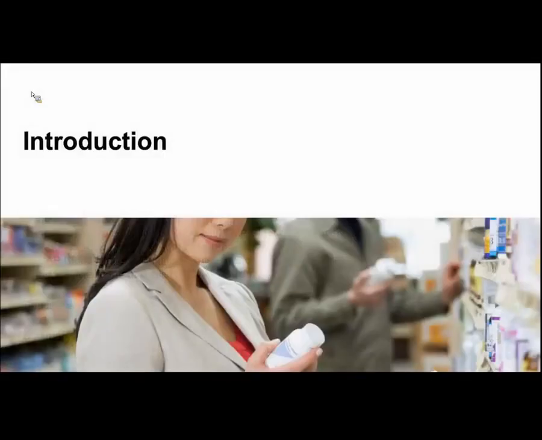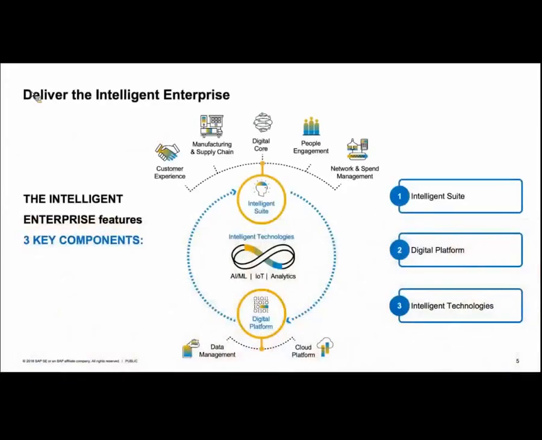So let us now start with a brief introduction about the portfolio and how we align on Intelligent Enterprise Suite. So in 2018, SAP is bringing a framework for the Intelligent Enterprise. This framework basically showcases the complete portfolio, which includes an intelligent suite of applications, a digital platform in form of SAP Cloud Platform, and an SAP Data Management Suite, and finally the intelligent technologies with SAP Leonardo. So all these three key components comprise the entire Intelligent Enterprise Suite.